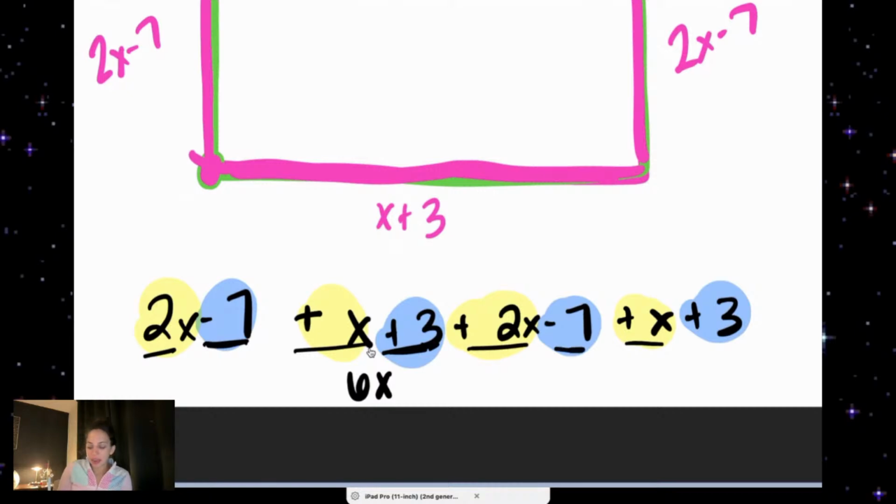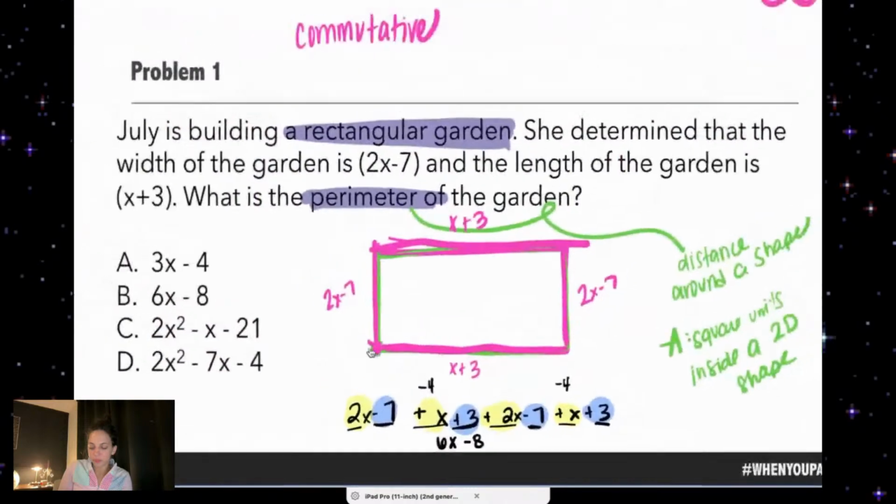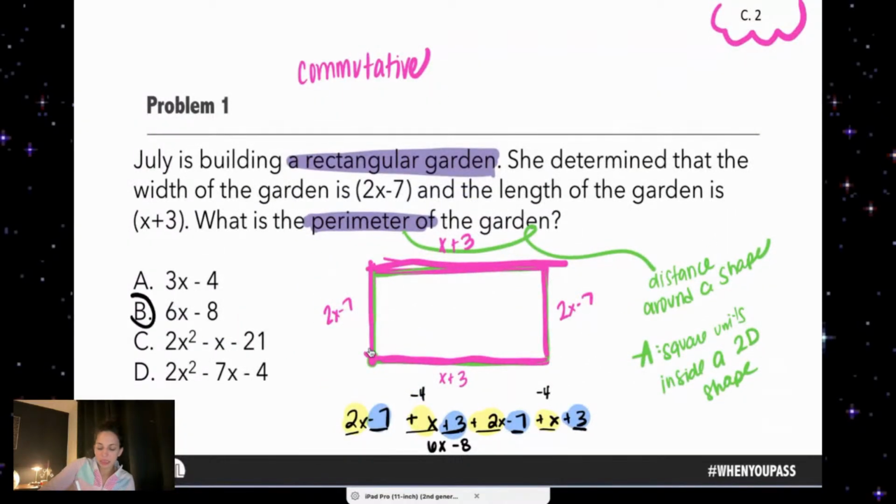And then I have negative 7 plus 3 is negative 4. And negative 4 minus 4 is negative 8. So minus 8. 6x minus 8 is my answer.